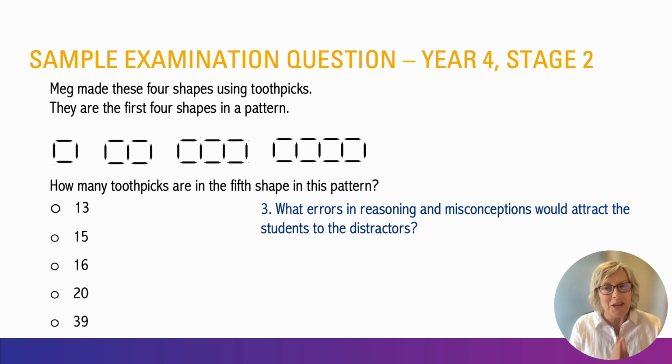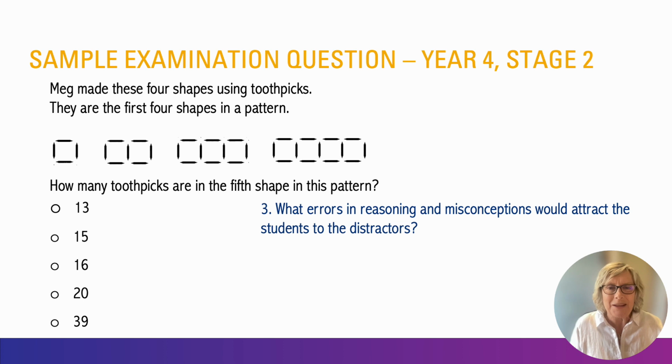Well, let's work through each of the distractors using Newman's analysis. Well, 13, it's a processing error. Students may have miscounted the number of shapes in the pattern and counted the number of toothpicks in the 4th shape. It's quite a common error. 15 is a transforming or processing error. Students may have drawn the 5th shape and miscounted or misrepresented the number of toothpicks needed by 1.